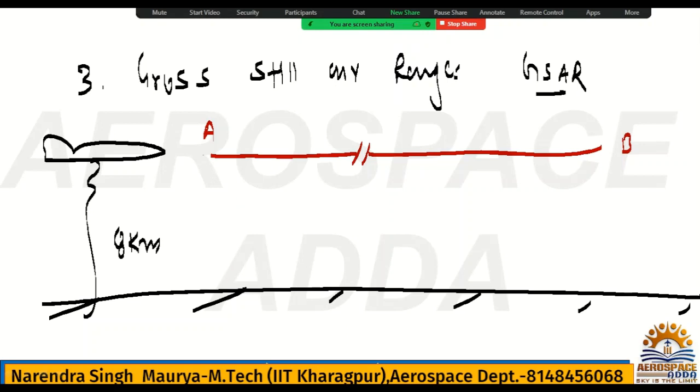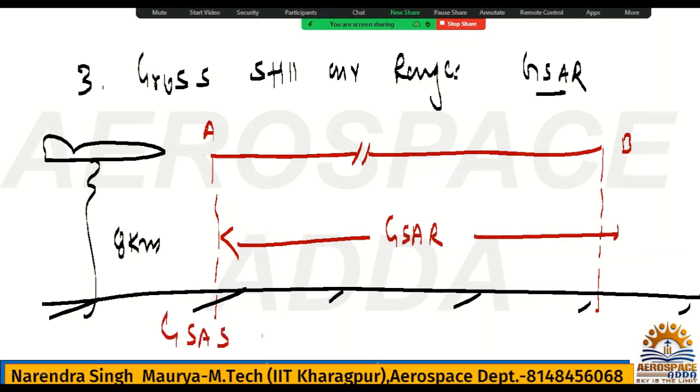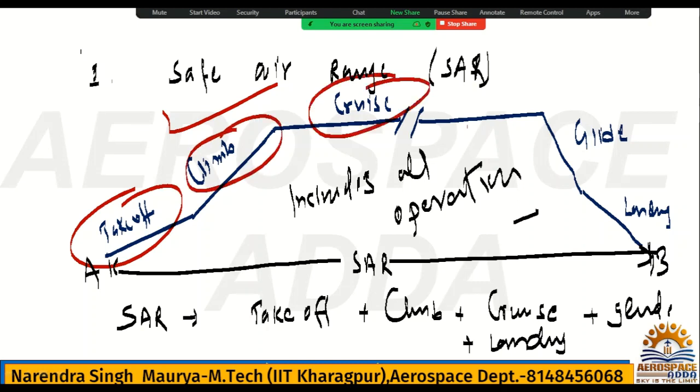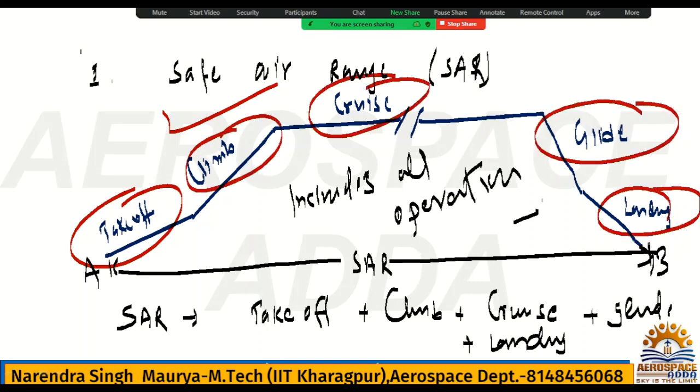So if I ask what is the gross still air range, you have to say this distance only. This distance is nothing but called GSAR. That GSAR includes only cruise. So if you check the diagram, I have explained systematically. First I took all the operations: takeoff, climb, cruise, glide, and landing. All the operations for a full fuel tank, without refueling. For a single filling of the tank, if all these operations are covered, then the maximum horizontal distance covered by the aircraft is called safe air range.